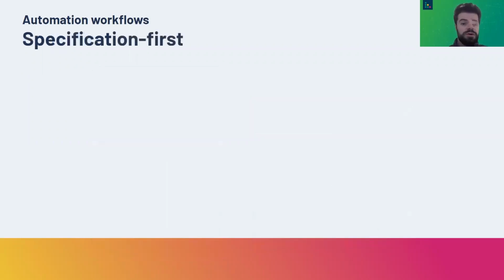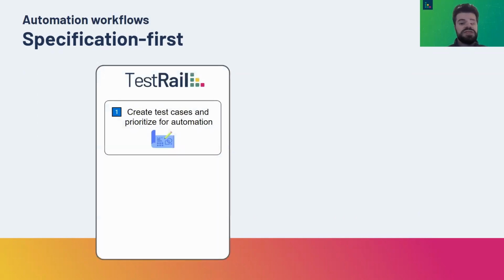And then we have our all new specification-first workflow. And I'm not saying this is a new and better workflow. It's just a different one that may suit some of you. In this workflow, you start in TestRail. You start by creating your test cases and you can prioritize them for automation. You can add any level of detail you want to maybe then enable your test automation team to implement them.